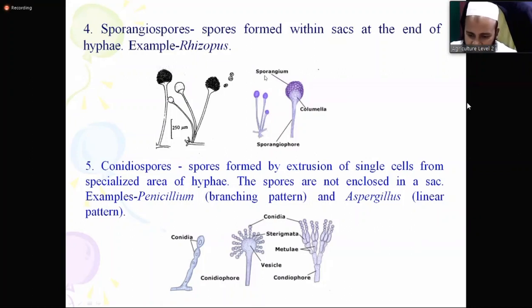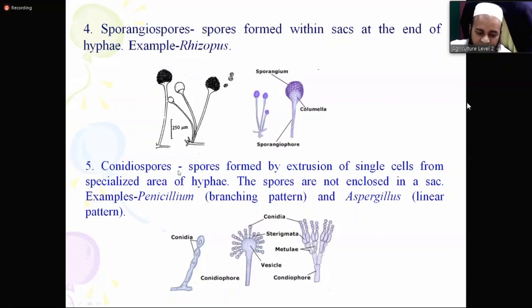Spore plus angium, sporangium. Angium means a sac, so a spore-bearing sac. Sporangiospores are spores formed within sacs at the end of the hypha, for example Rhizopus. In this sporangium they produce spores without sex, so they are asexual spores, very small, thousands, billions of spores. And these spores can produce new fungus.